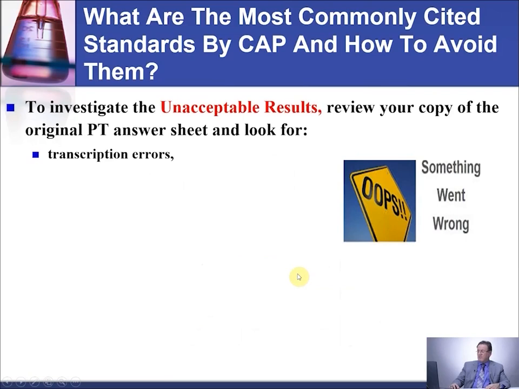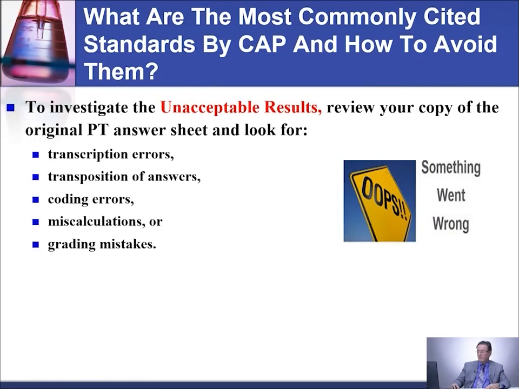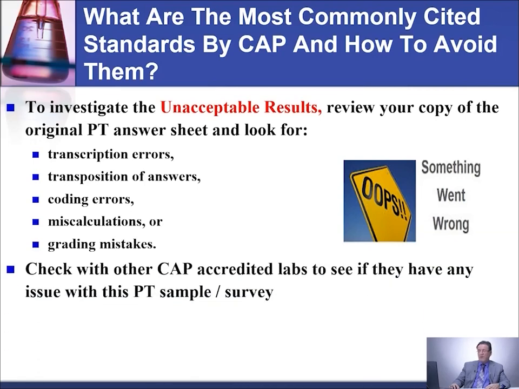So to investigate the unacceptable result, review your copy of the original PT answer sheet and look for clerical error, like transcription errors, transposition of answer, coding errors, miscalculation, or grading mistakes. Next, check with other CAB accredited labs to see if they have any issue with this particular PT sample or survey samples. Now, if they do, then you might conclude that it's a PT material problem, and you're probably going to end up doing an alternative assessment for that particular survey or part of it.